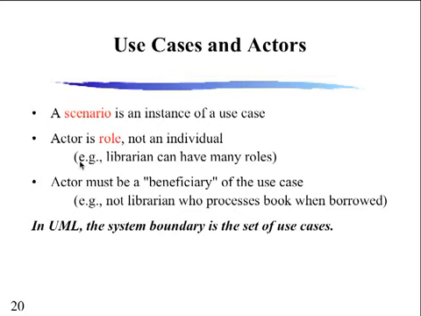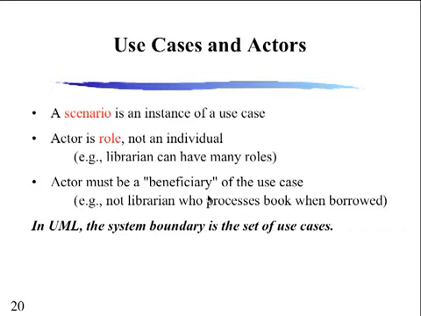So the scenario is an instance of the use case. And the actor is the role, not an individual. So it's kind of like going back to the entity concept, the object concept. A librarian can have many different roles, can do many different things. And the actor must be a beneficiary of the use case, hopefully. It must be part of it, receive something or give something.